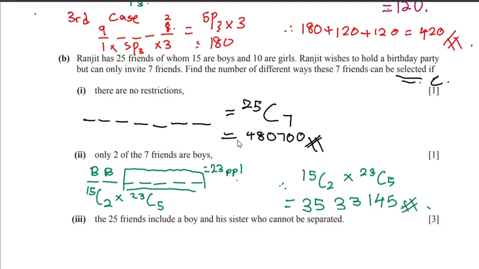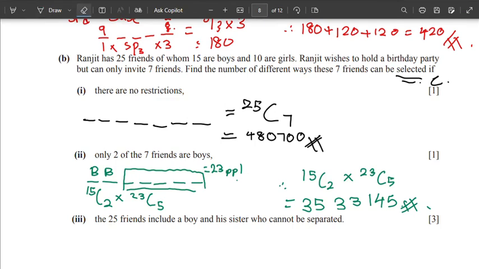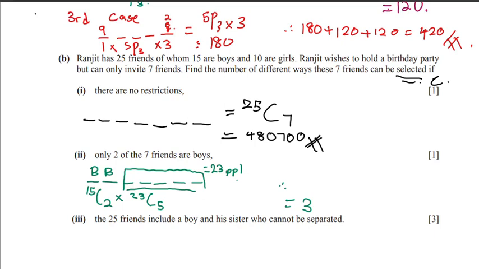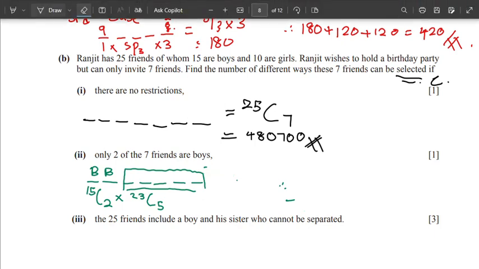So 2 of the 7 friends. Oh, yeah. Only 2 of the 7 friends are boys. Sorry, I made a mistake. Ignore what I said. Which means that I have 23 people, right? Only 2 of the 7 friends are boys, which means the rest are girls.